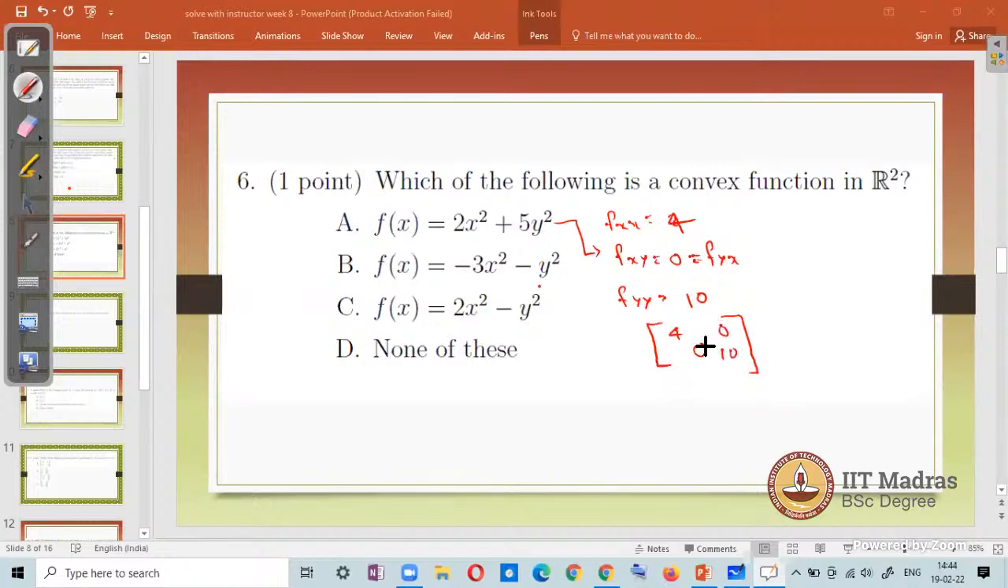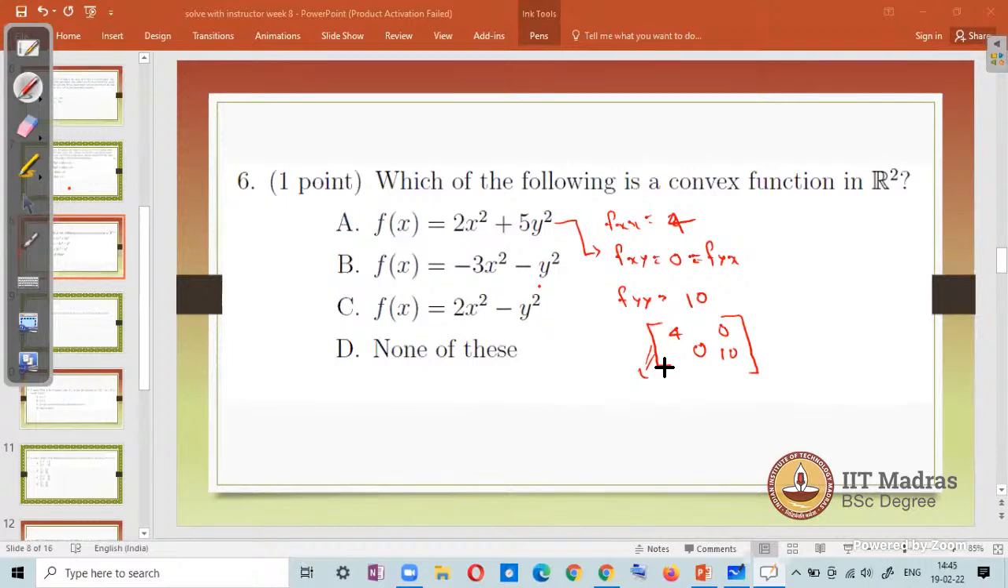In which case do we say that it is a convex function? What should be the value of this Hessian matrix? I just wanted to revise that. Eigenvalues are positive. Determinant and some positive. Both are correct.